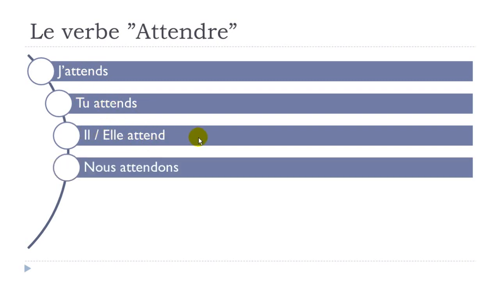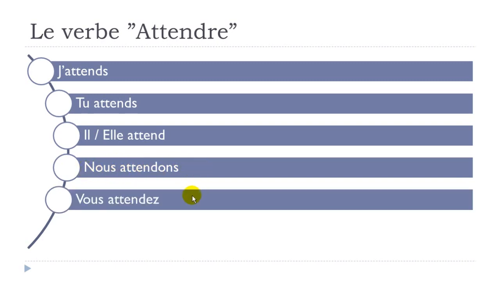Then nous is coming here, and we've got the classic ending for nous, O-N-S. You don't pronounce the S, so you get only this on sound: attendons, nous attendons. We'll make the link between the two, la liaison: nous attendons.